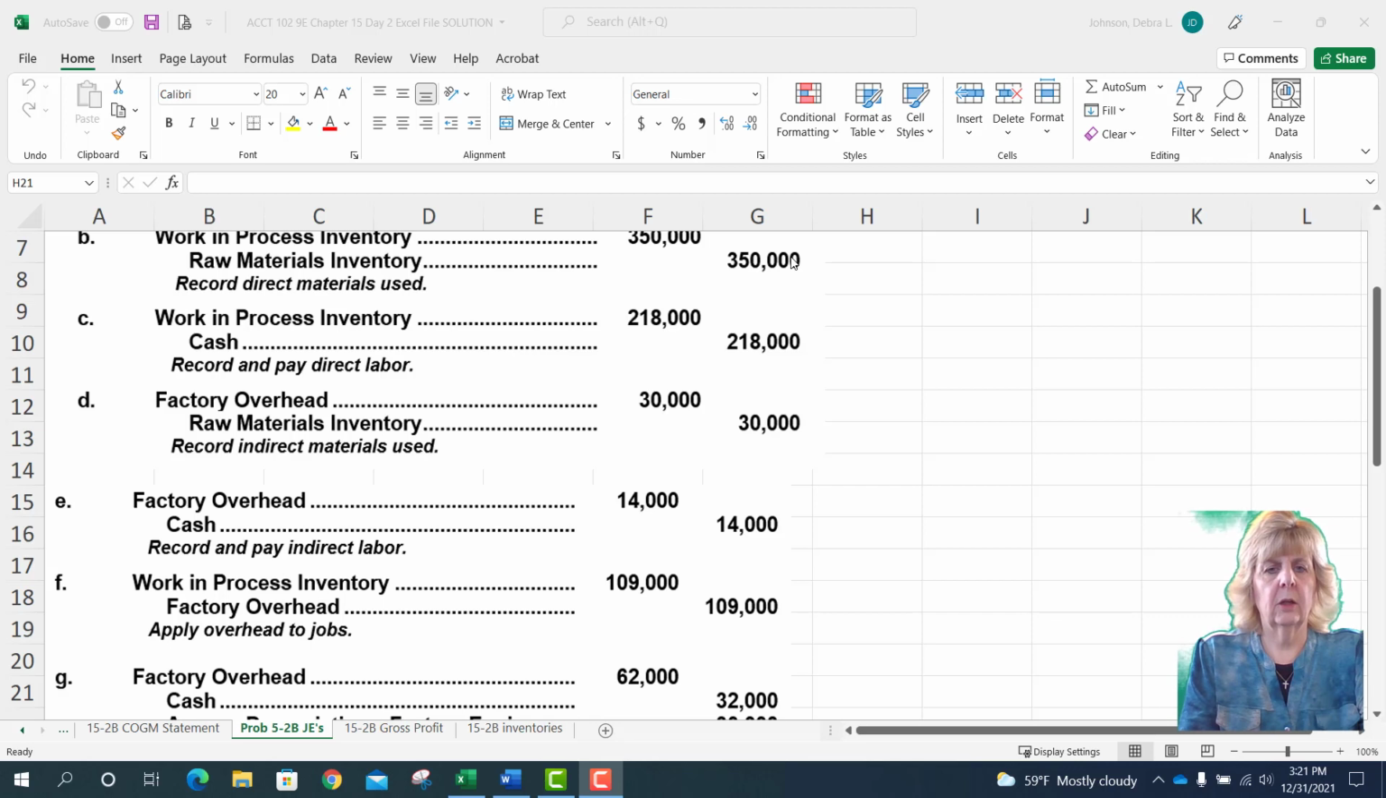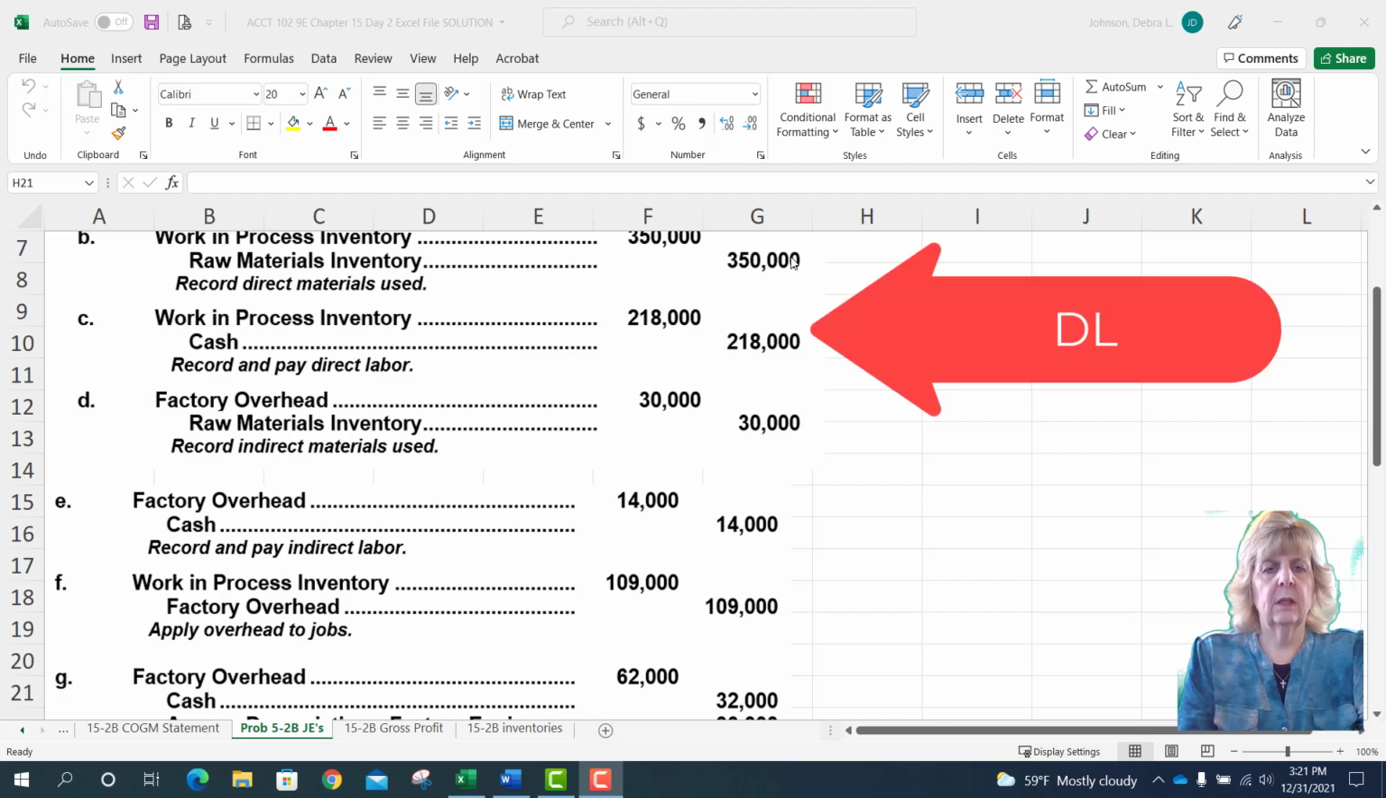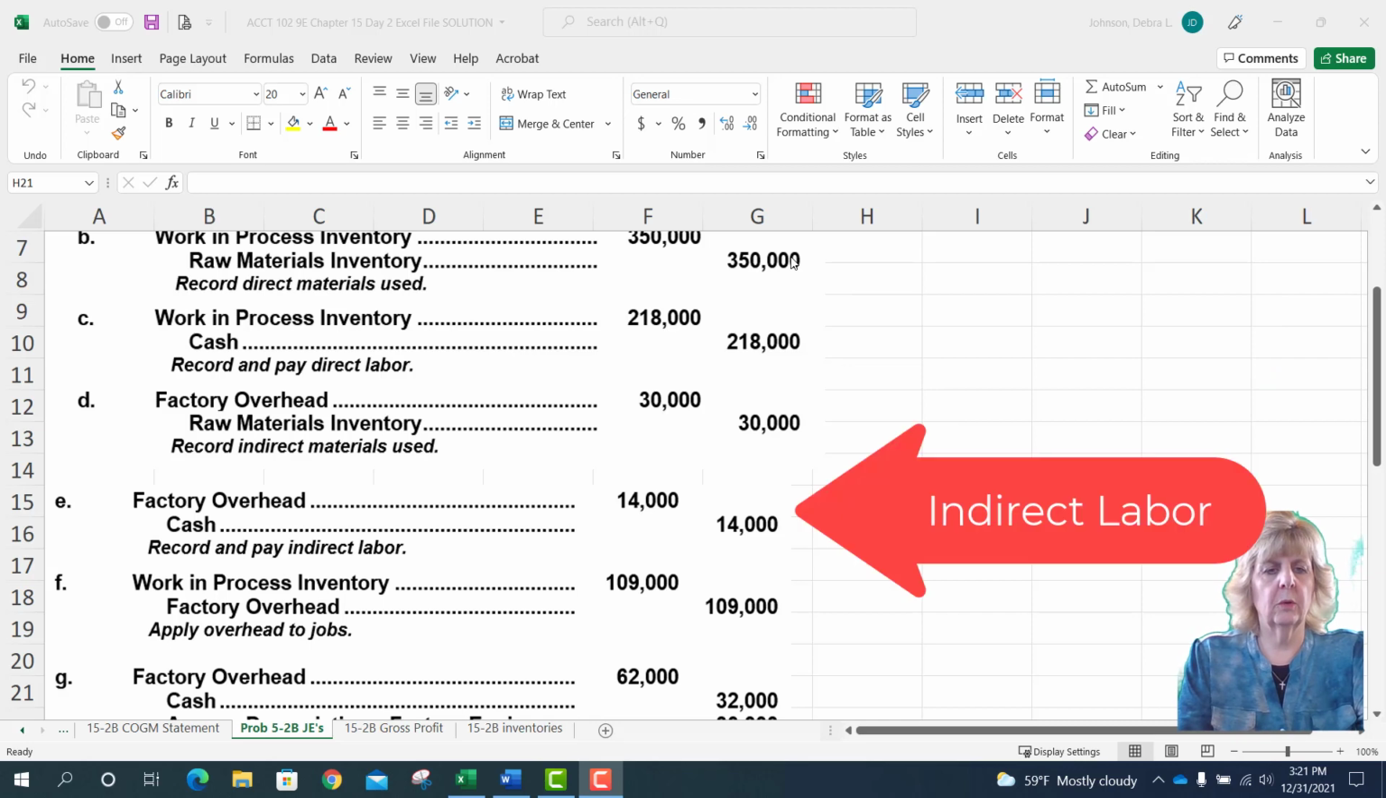Let's take a look at the two journal entries recording the labor costs. Letter C shows the direct labor, or dirty hand or touch labor, being paid. And letter E shows the indirect labor being paid.